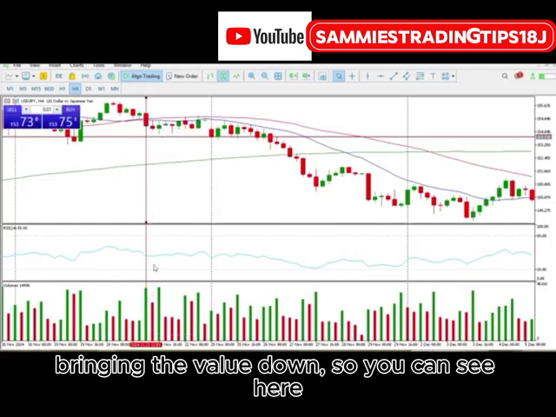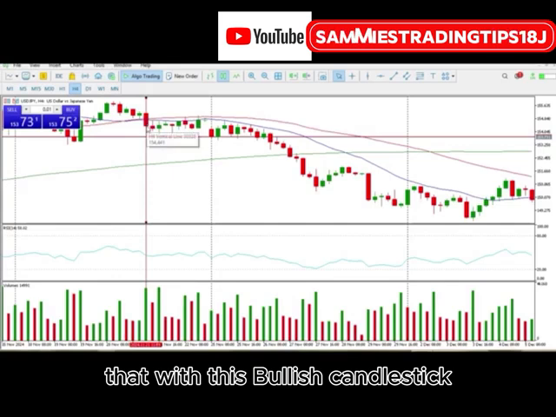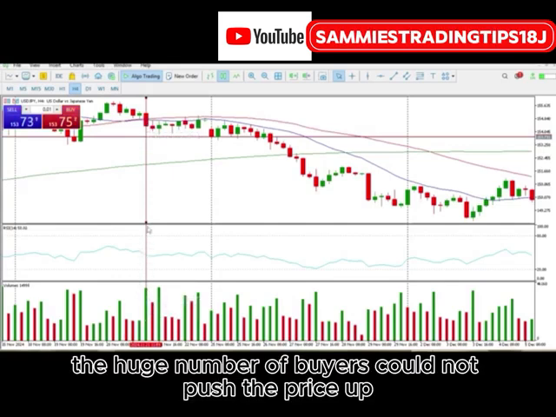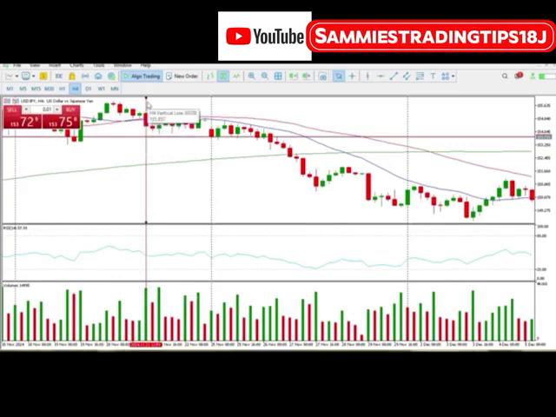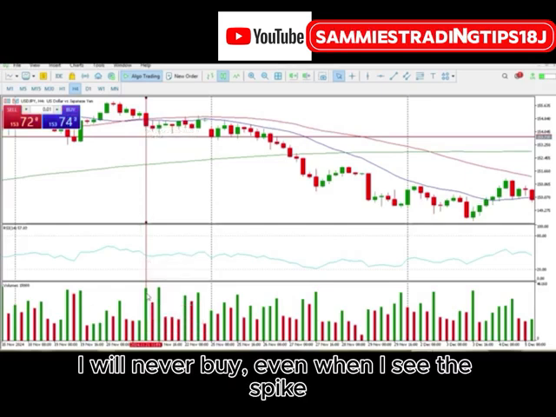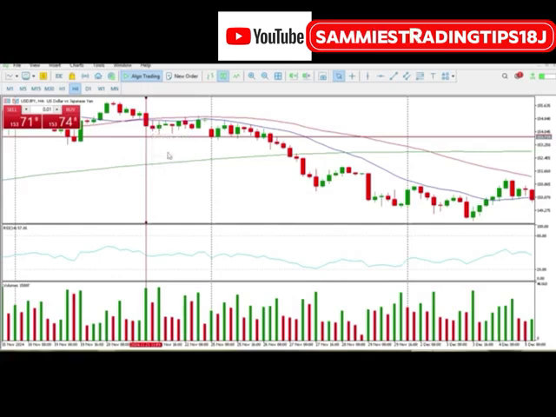So you could see here that with this bullish candlestick, which is more evident, the huge number of buyers could not push the price up. So if I were in your shoes, I will never buy. Even when I see this spike, I will never buy, but I will rather sell. And that is what actually happened.